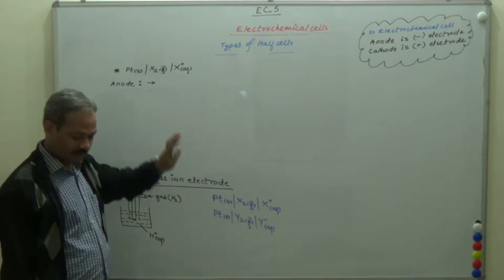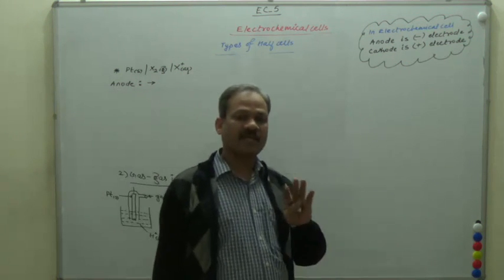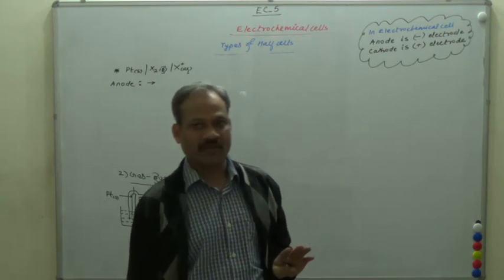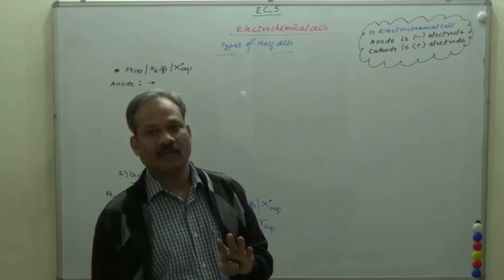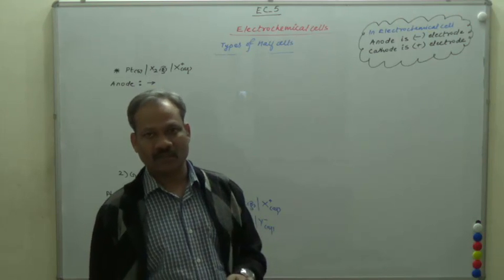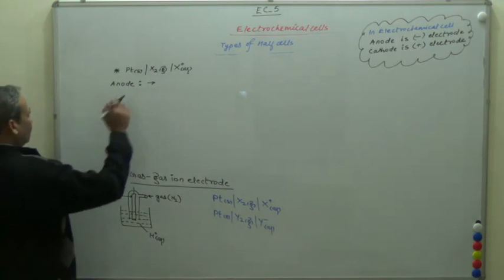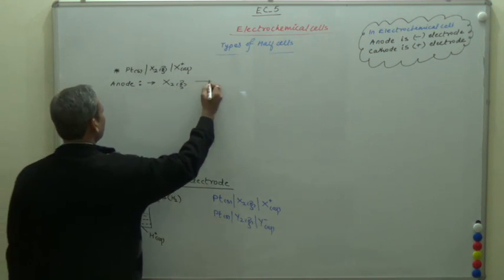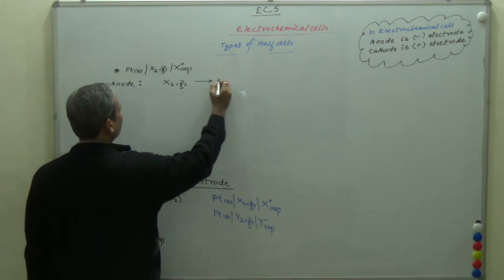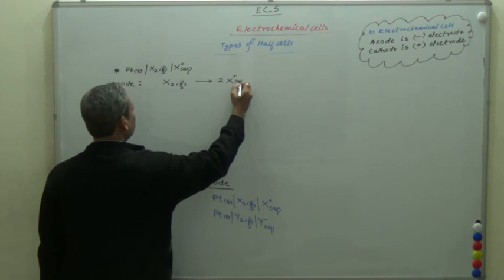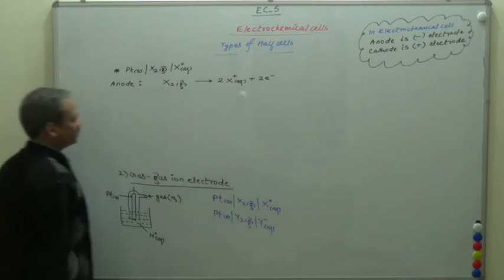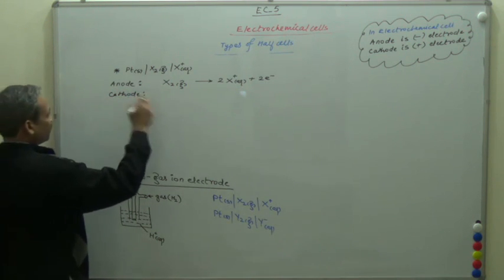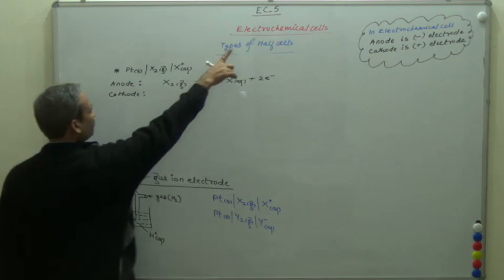The electrode reaction has only those chemical species which are present in the half cell. All the species that appear in the half cell may participate in electrode reactions. Some of them may not participate, but any extra species you cannot consider. So it is the gas that will get oxidized to gas ion. So X2 in gas form on oxidation forms 2X+ in aqueous form plus 2 electrons. This will be the corresponding half cell reaction if this electrode acts as an anode of any electrochemical cell.